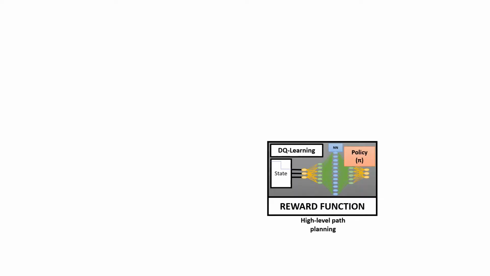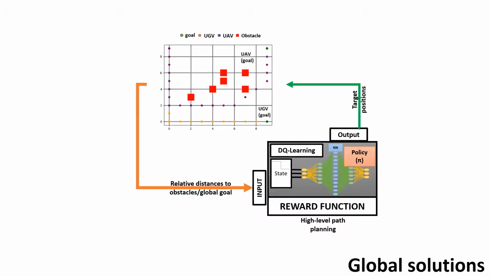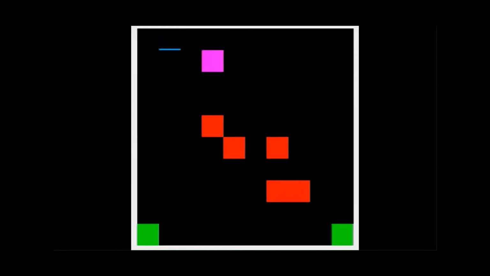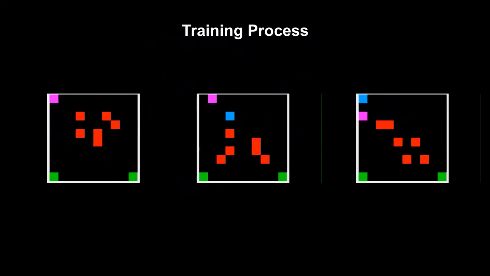This is resolved by using a deep Q-learning agent for high-level path planning, which serves as a more optimized sample of target positions compared to typical tree search methods. We trained the DQN agent on a 2D grid and randomized the obstacles for several maps.